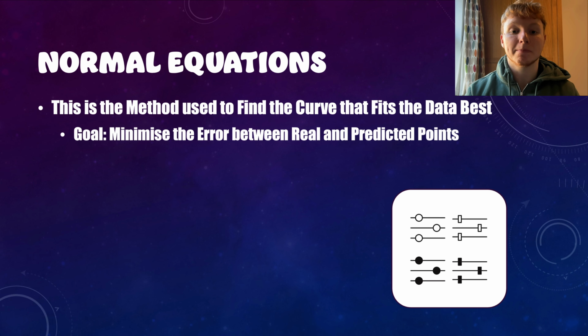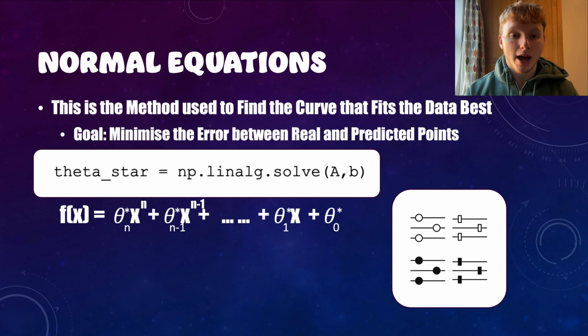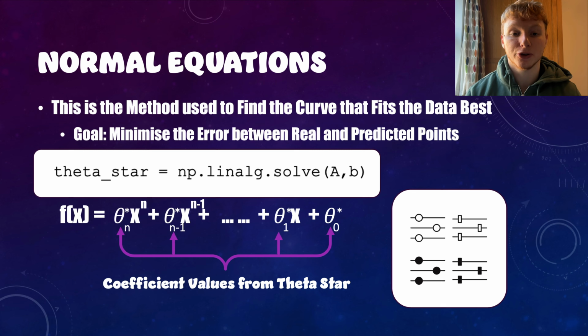The goal is to minimize the error between the predictions and the real data points. So finally we solve the equation using theta star equals numpy.linalg.solve(A, B), and this will give us the values of the coefficients for the polynomial model. So these numbers determine the exact shape of the prediction curve that best fits the data. Great. So this calculates the coefficients of the polynomial that best fits our data.